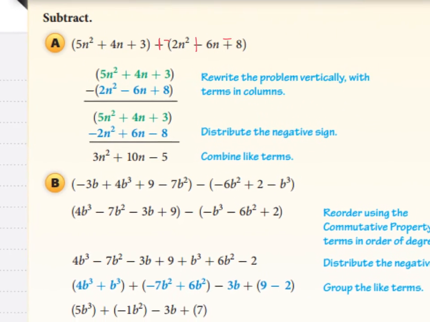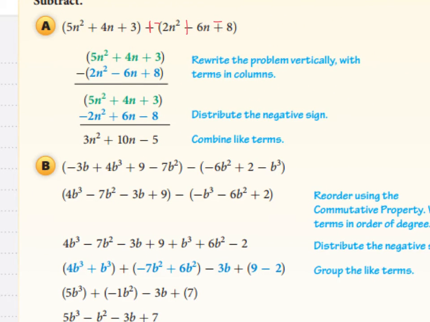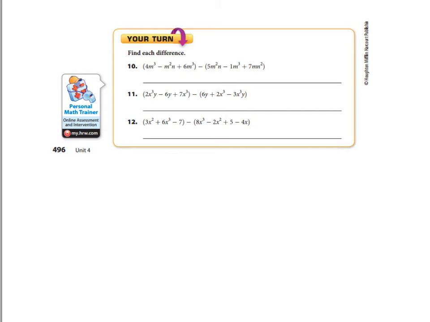So part B, let's go ahead and go through that. So minus sign in the middle means we change it to the addition, and we change all the signs in the second parenthesis, the one that follows it. So this becomes a positive 6b squared, a negative 2, and a positive b cubed. And then I go through and look for my like terms to see which ones I can combine together now. So now we're going to actually practice the complete process together. So we're going to do number 10 together and let you do the next two on your own.